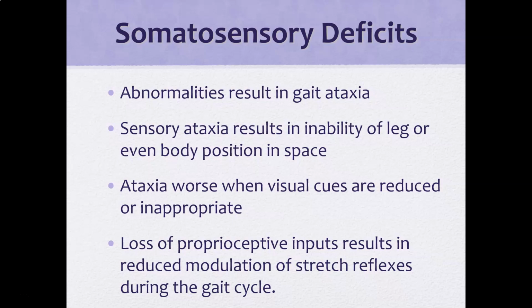What if abnormalities result in gait ataxia? For somatosensory, sensory ataxia results in inability to sense leg or even body position in space. Ataxia is worse when visual cues are reduced or inappropriate. And loss of proprioceptive inputs results in reduced modulation of stretch reflexes during the gait cycle. So somatosensory deficits play a huge role in gait deficits.